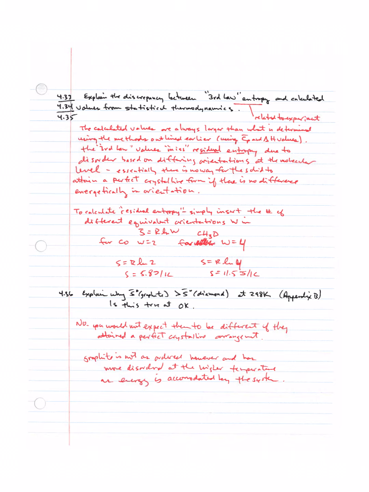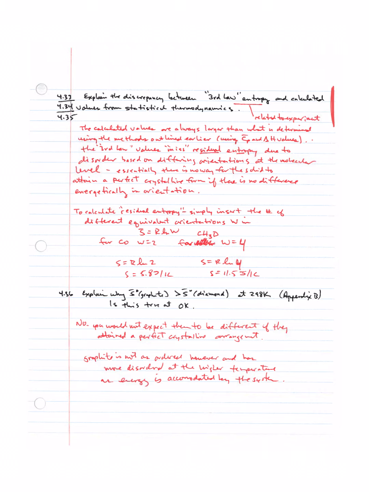Let's go back to earlier in the chapter. What do we mean by third law entropy? Those are related to experiments. Remember how I had that multi-step process of finding an absolute entropy, where you use the Debye approximation down close to 0 Kelvin? I say the calculated values are always larger than what is determined using the methods outlined earlier, where you have heat capacities and delta H's of fusion or delta H's of vaporization.